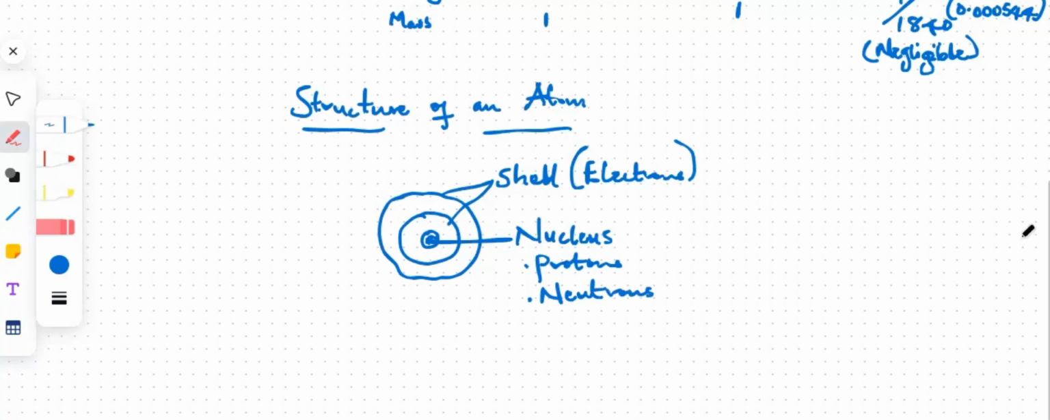The protons and neutrons are found in your nucleus, while on the shell is the what? The electrons. So let's start with this basic information. As we go on, we get to understand more. So you should know that your electrons are found in your shell, and in your shell we have what we call subshells, and in those subshells we have what we call orbitals.